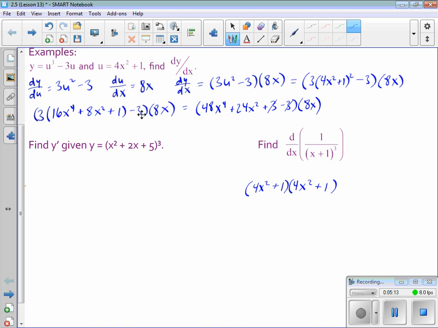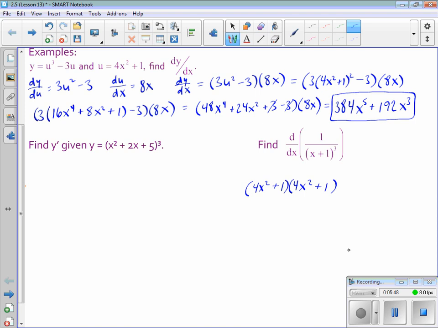So I just switched this stuff in here, simplified it a little bit, and then what do I have to do? Multiply the 8x through. So if I multiply 8 times 48, does that give me like 384? So I've got 384x to the 5th plus 192x to the 3rd. So you can leave it like this, or if you want to factor out, a 192x cubed comes out of both of those, but this is fine the way it is.